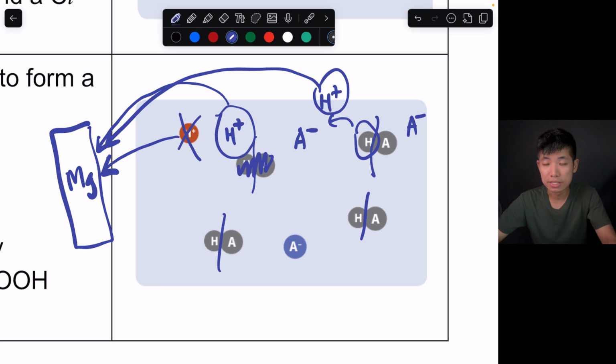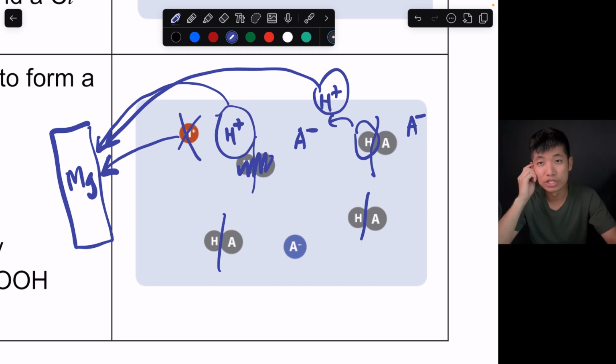So a weak acid means that at any one point of time, a fraction of the molecules will be dissociated, but at the end of the reaction, all the H plus will be completely reacted away. Okay, so this is something that I think many students find difficult to understand.